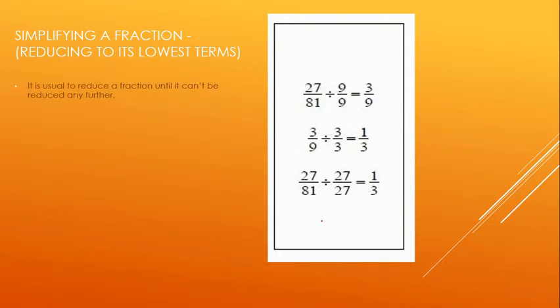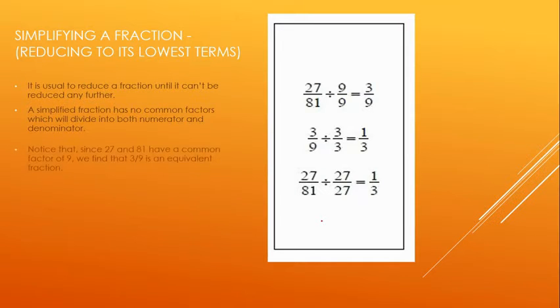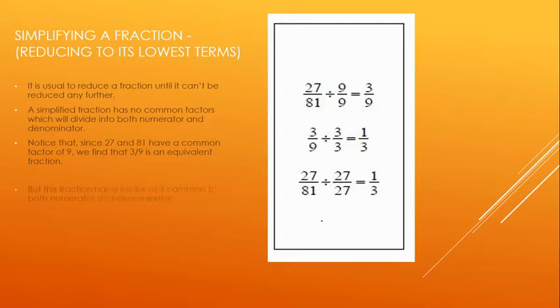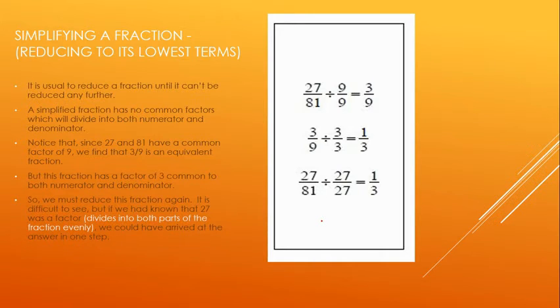Simplifying a fraction, reducing to its lowest terms. It is usual to reduce a fraction until it can't be reduced any further. A simplified fraction has no common factors which will divide into both the numerator and the denominator. Notice that since 27 and 81 have a common factor of 9, we can find that 3/9 is an equivalent fraction. But this fraction has a factor of 3 common to both the numerator and the denominator. So we must reduce this fraction again.